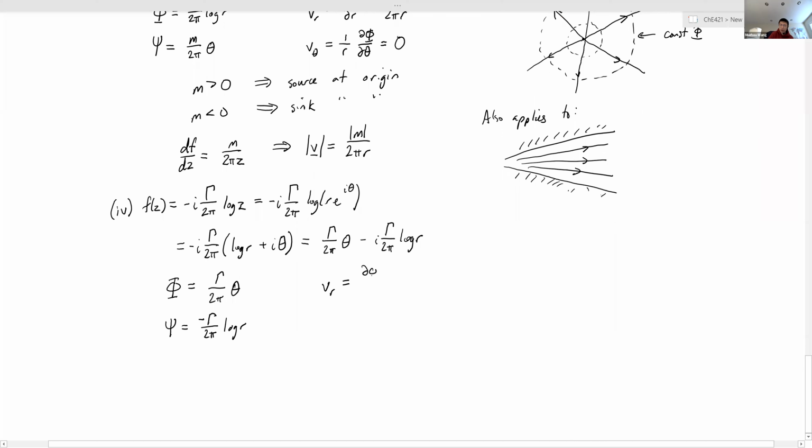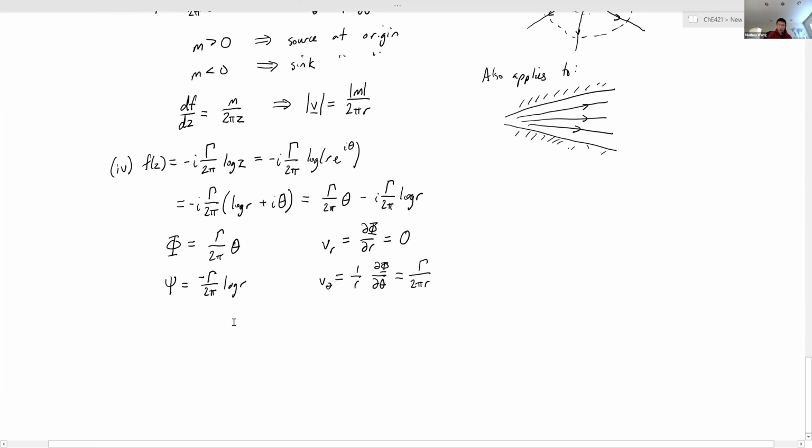Same idea. It's the r component of the gradient of the potential function. And so here that's going to be 0 because the potential function doesn't depend on r. But then my v theta is going to be the theta component of the gradient of the potential function. That does depend on theta. And so when I take that derivative, I get this. Okay.